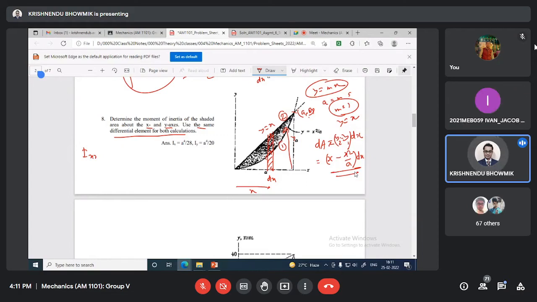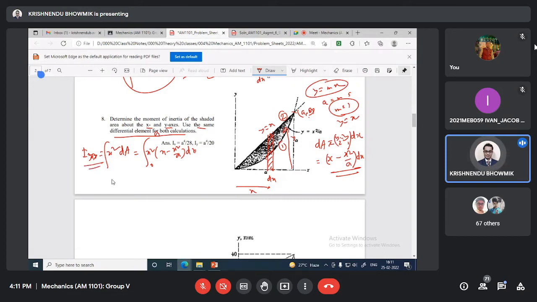In terms of x, it is dA. Now Iyy is equal to the integration of x square dA. So x square times (x minus x square by a) dx, with this integration over x from 0 to a. You can get the Iyy value.